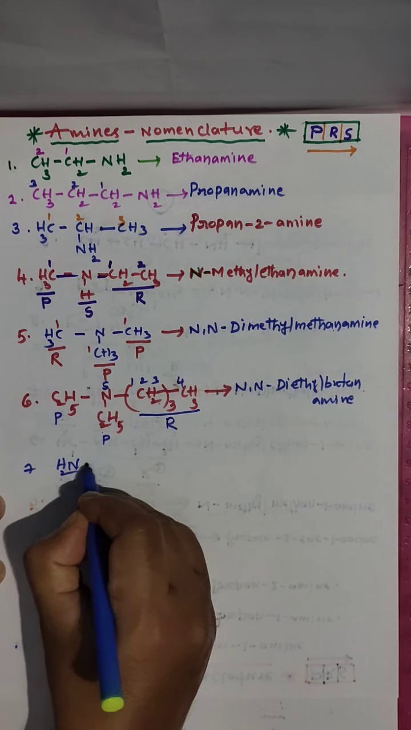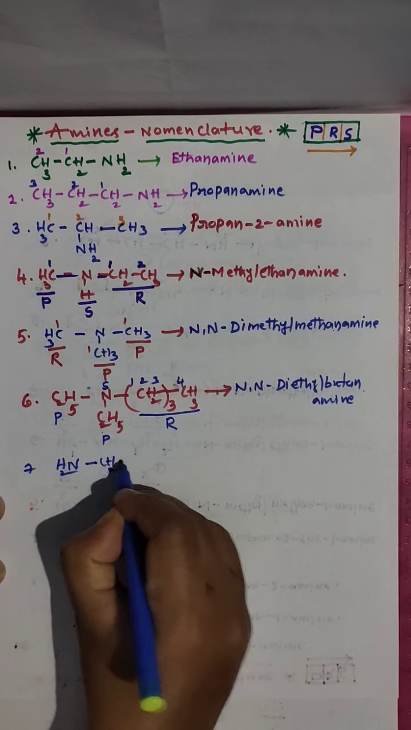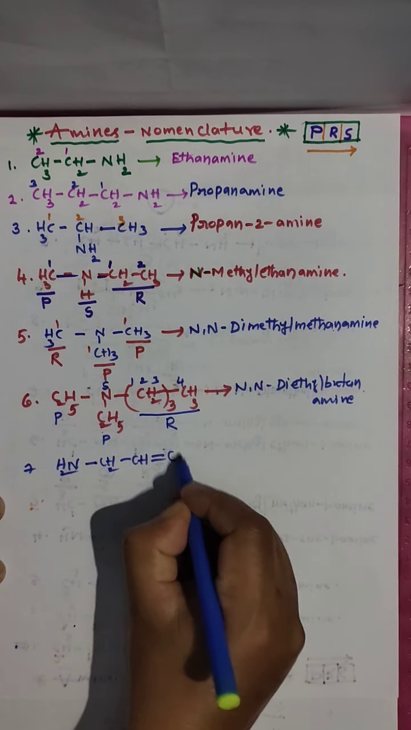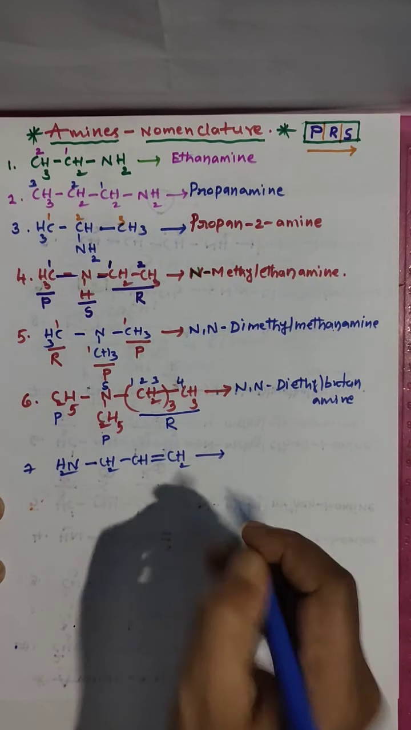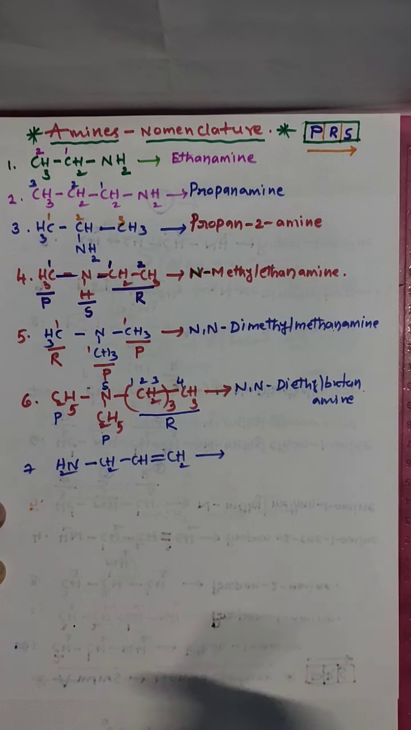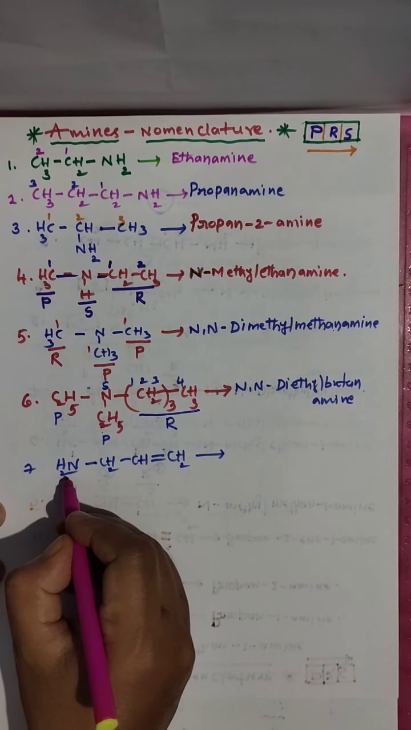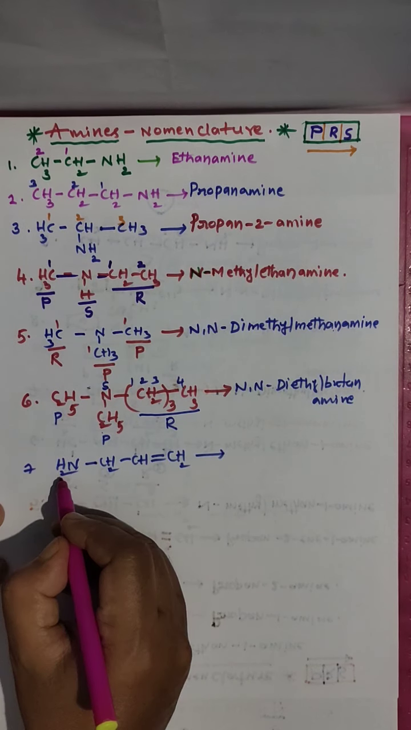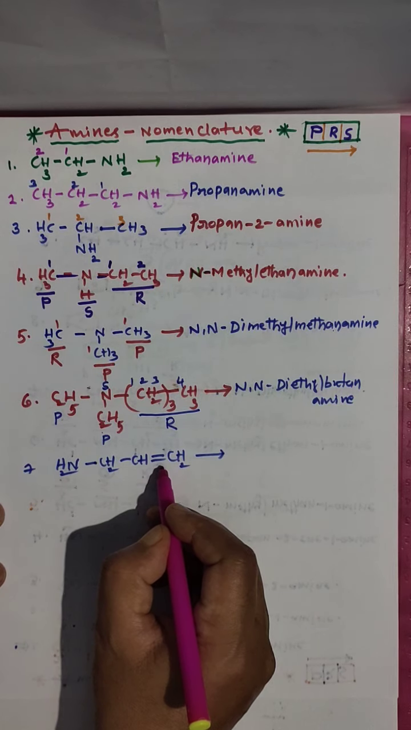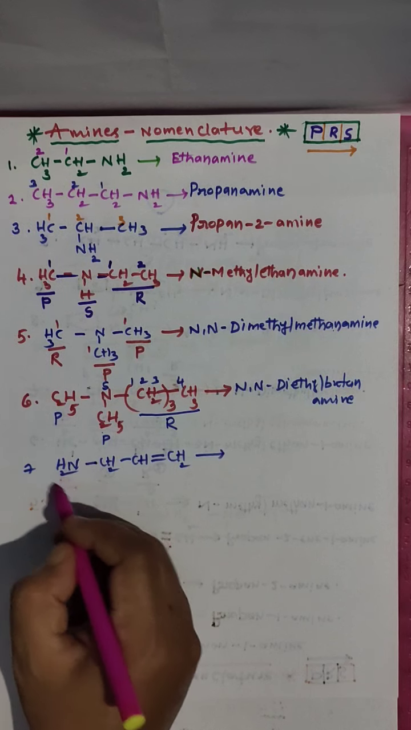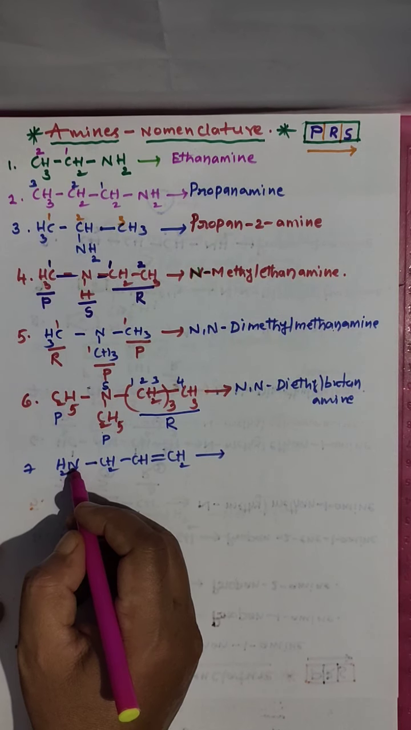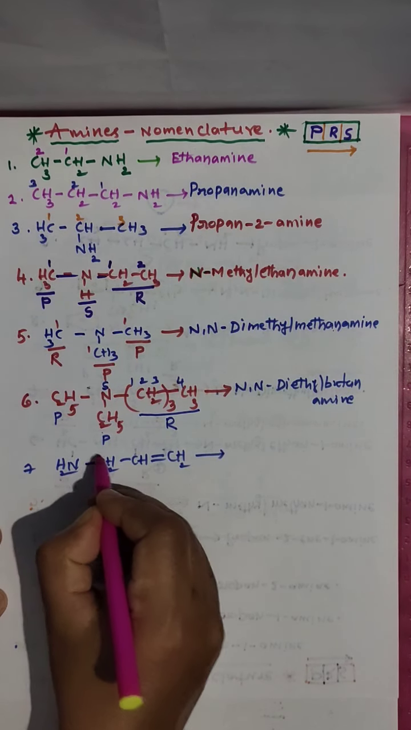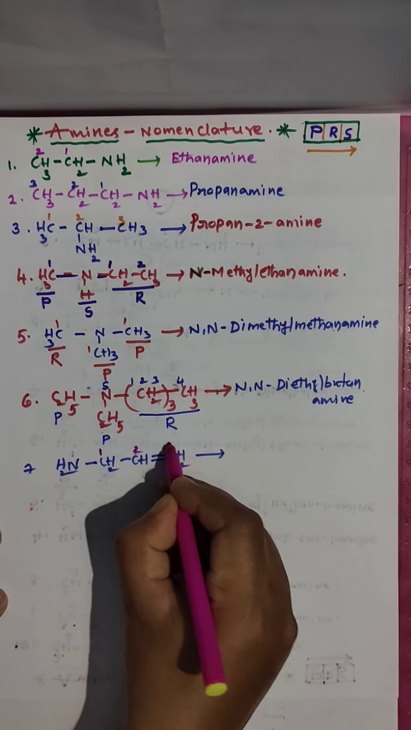Go for another example. NH2 bond CH2 bond CH double bond CH2. Look here. Here a functional group is there, and here also a functional group is there, the double bond and the functional group. Whenever a double bond, triple bond, or functional group is there, we have to give priority to the main functional group. That's why 1, 2, 3.